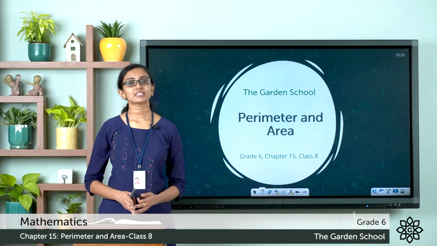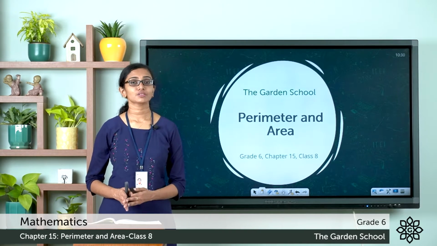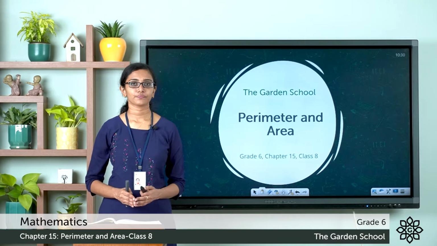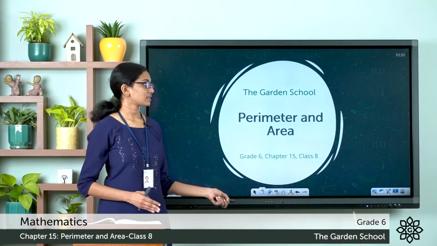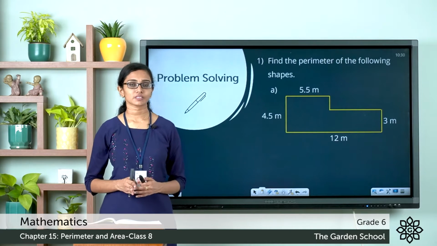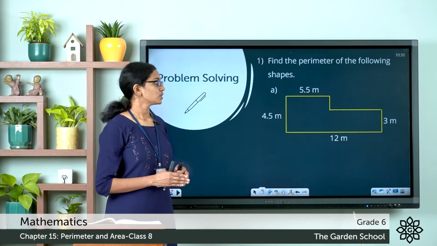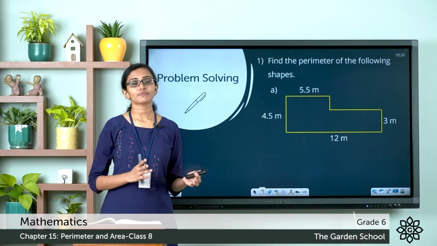We'll discuss the questions from the revision time exercise today. So all of you can turn to page number 230 in your textbook. The first question says find the perimeter of the following shapes. You've got two figures there. I've drawn the first figure here. So how do you find out the perimeter of a given shape?